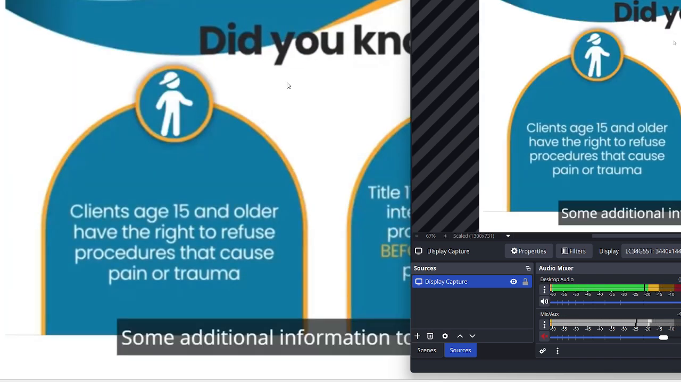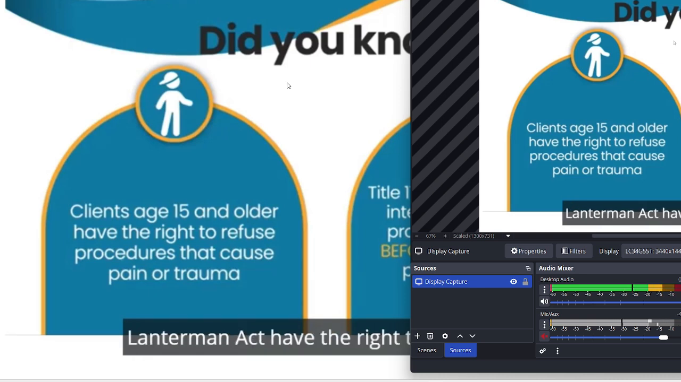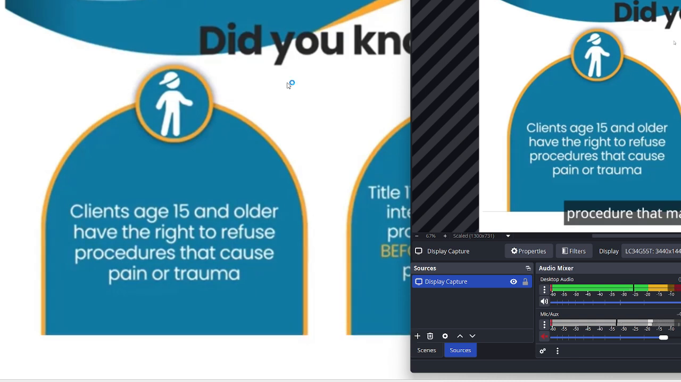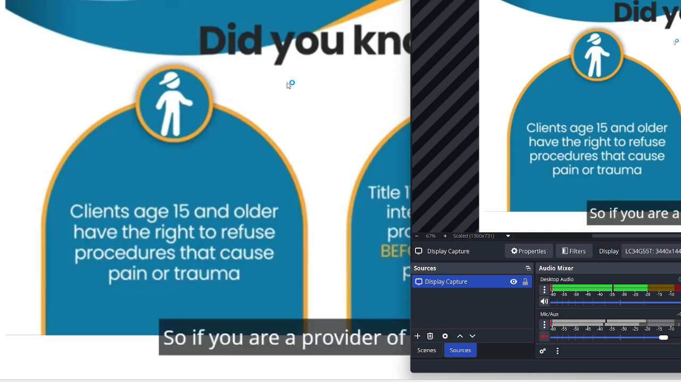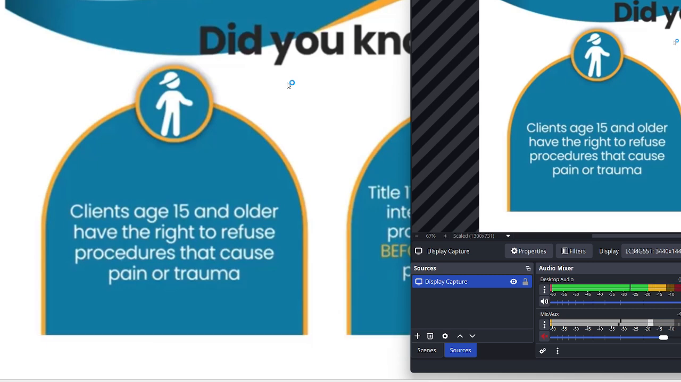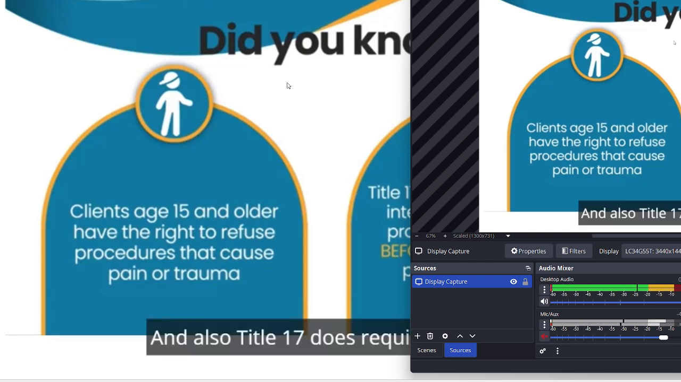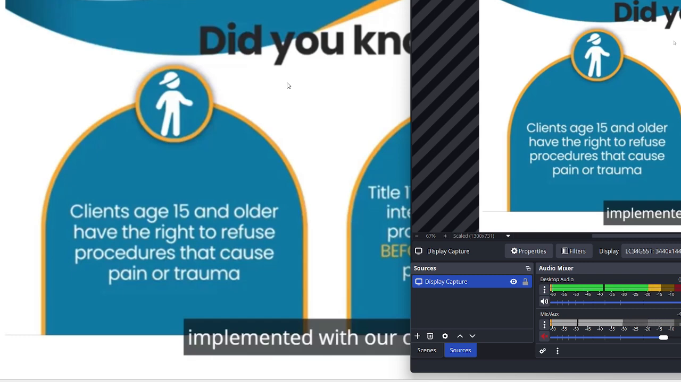Some additional important information to know is that clients at the age of 15 and older per the Lanterman Act have the right to refuse any procedure that may cause pain or trauma, including the use of restraint. So if you are a provider of children, this is important to know for you. And also Title 17 does require that we conduct an in-depth interdisciplinary review before restraint or another potentially harmful procedure is implemented with our clients.